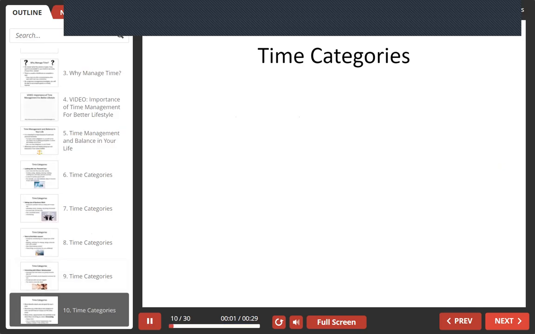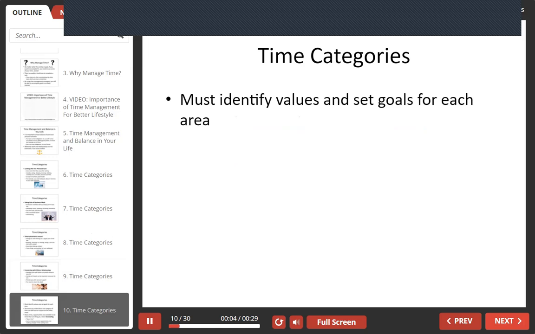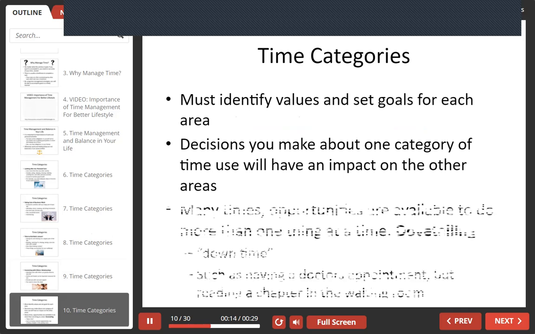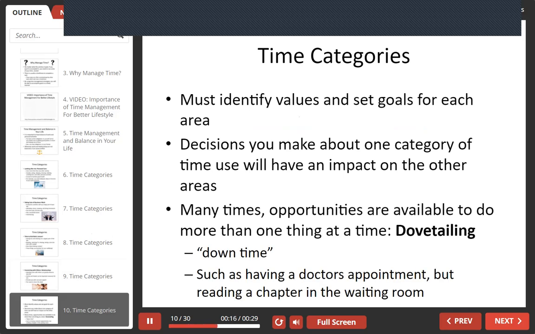Within each time category, you must identify values and set goals for each area. The decisions that you make about one category of time use will have an impact on the other areas. So many times, opportunities are available to do more than one thing at a time, which is known as dovetailing. This is also known as downtime. This is like having a doctor's appointment but reading a chapter in the waiting room.